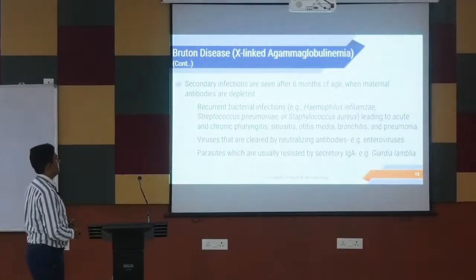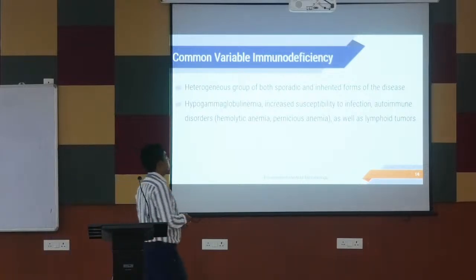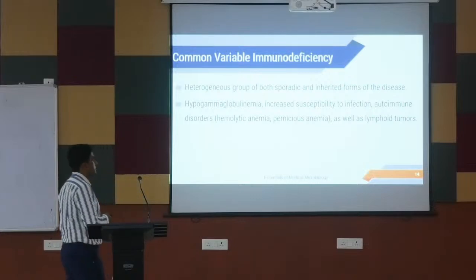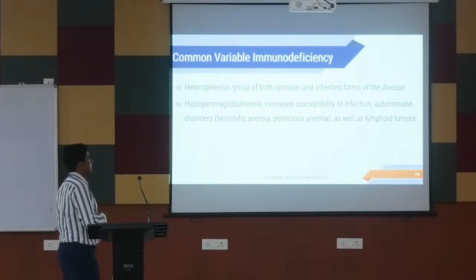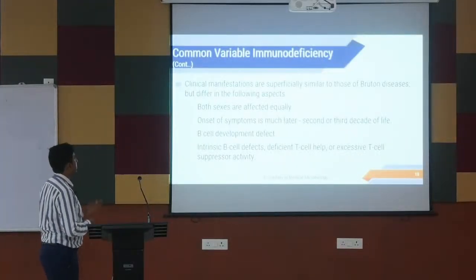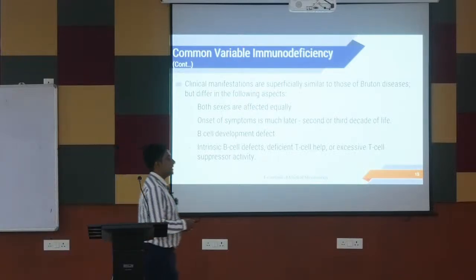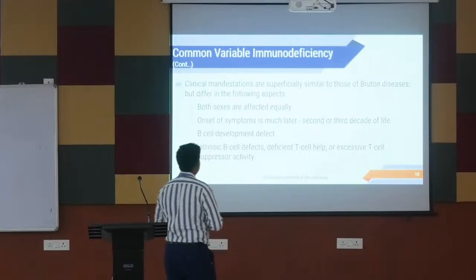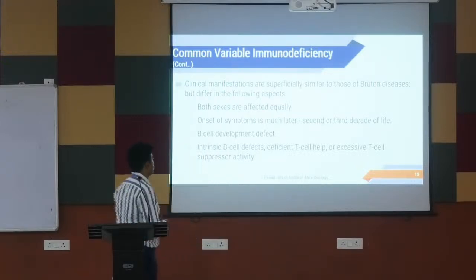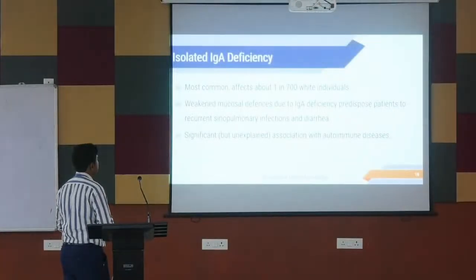And common variable immunodeficiency কি? Heterogeneous group of both sporadic and inherited forms of the disease, hypogammaglobulinemia, increased susceptibility to infection and autoimmune disorders as well as lymphoid tumors. কি কি হয়? The clinical manifestations গুলো same কিন্তু difference গুলো কি কি? এখানে কিন্তু both the sexes are affected equally. The onset of symptoms is much later, অনেক পরে হয়, second or third decade of life. B cell development defect and intrinsic B cell defects, deficit T cell help or excessive T cell suppressor activity.